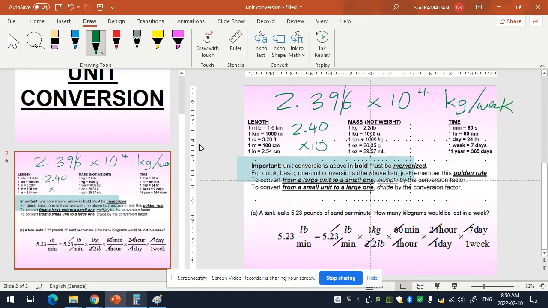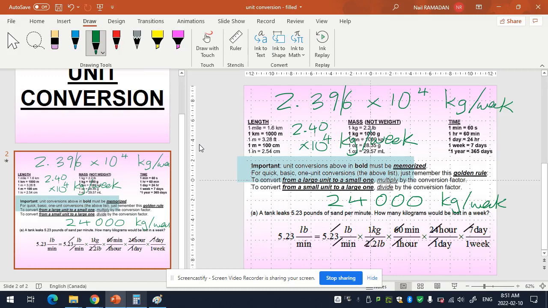So your final answer should be 2.40 times 10 to the 4 kilograms per week. Can you write it as 24,000? What if you wrote it like this? That's only how many? 2 sig figs. So sometimes, it's not that often, but sometimes you actually need to leave your answer in scientific notation to guarantee that all of them show up. And that's basically how we do unit conversion. It's just a matter of deciding what needs to be canceled and what needs to stay. That's all.